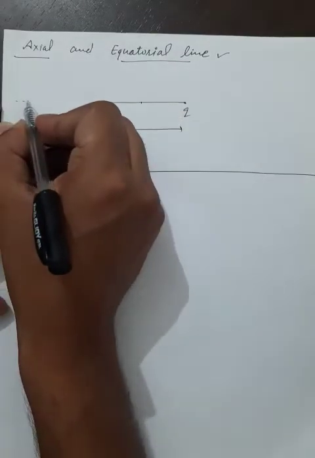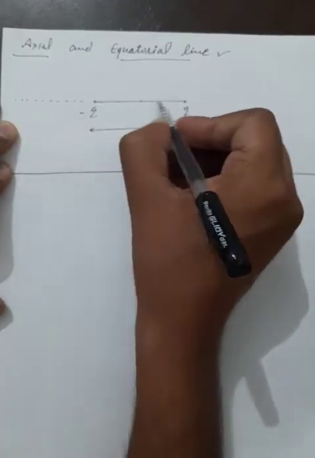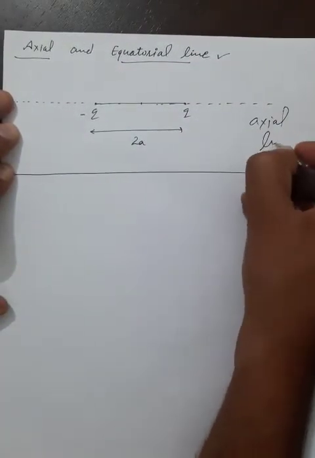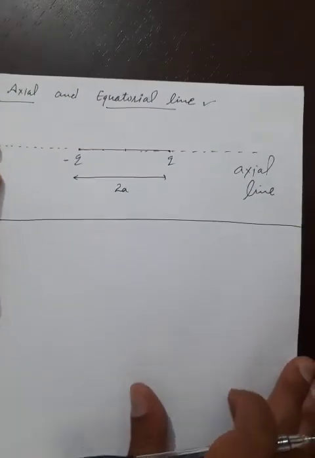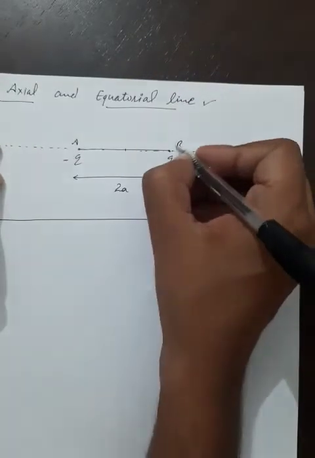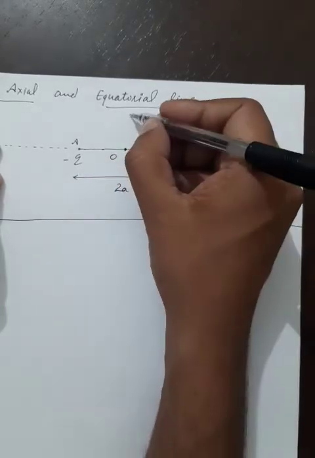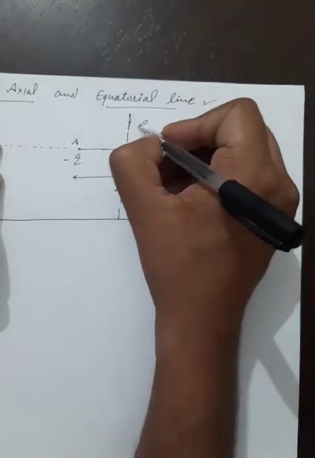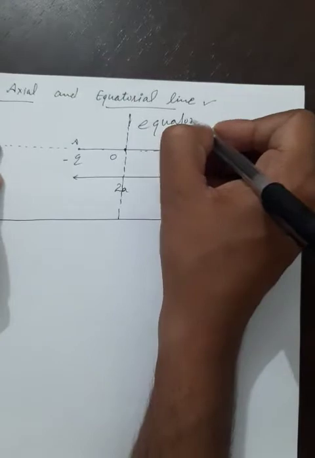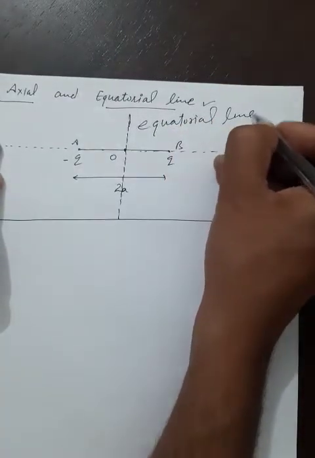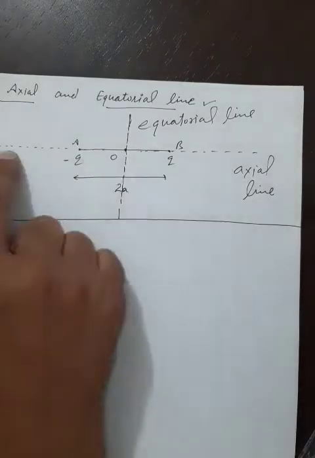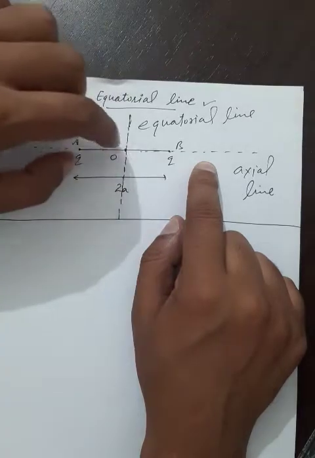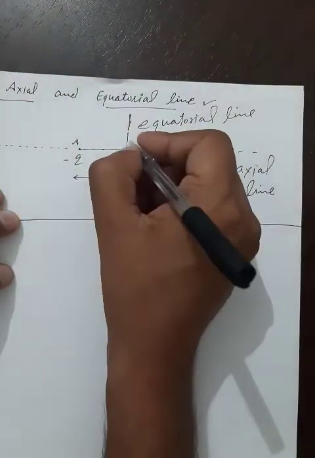Now the line passing through the axis of the dipole is called the axial line, and the line passing through the center of the dipole perpendicular to its axis is called the equatorial line. So the line passing along the axis of the dipole is called axial line, and the line passing through the center of the dipole but perpendicular to the axis of the dipole is called equatorial line.